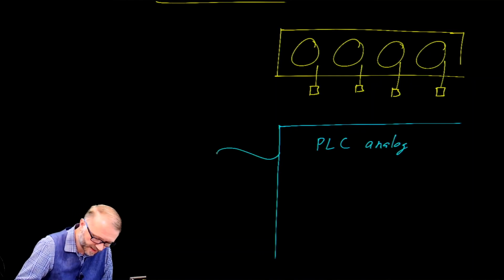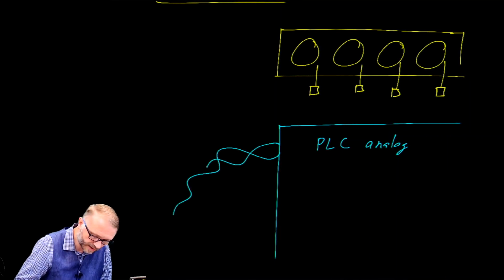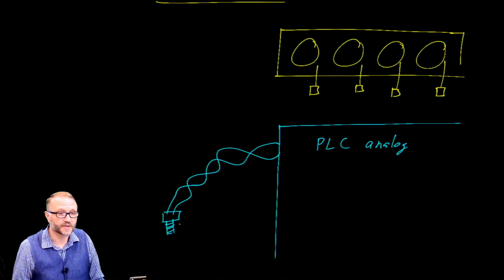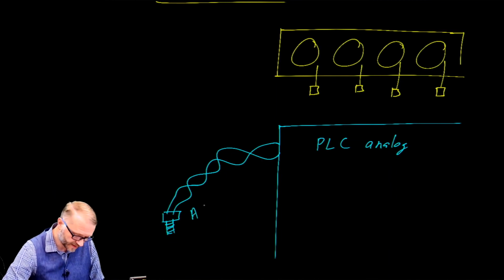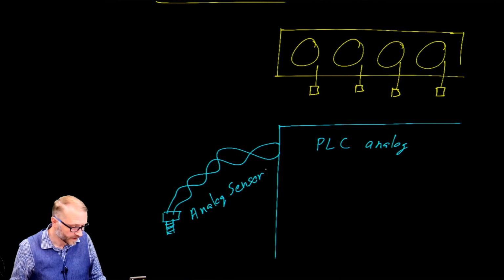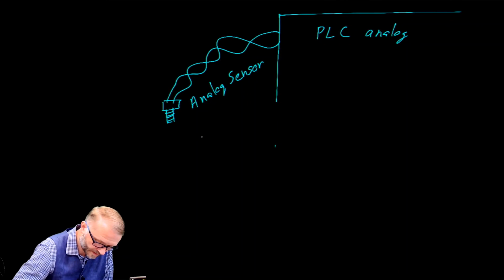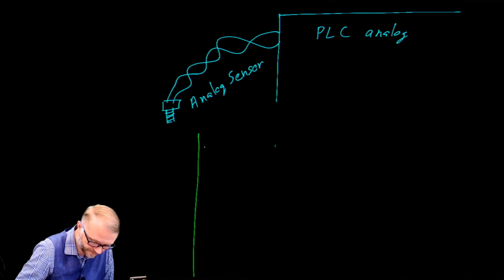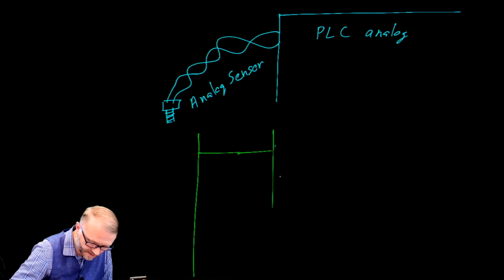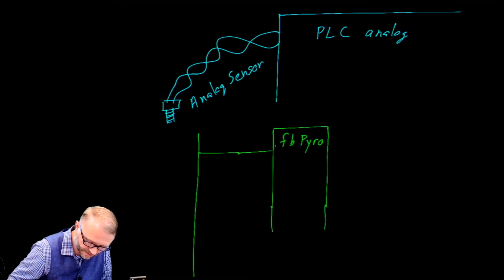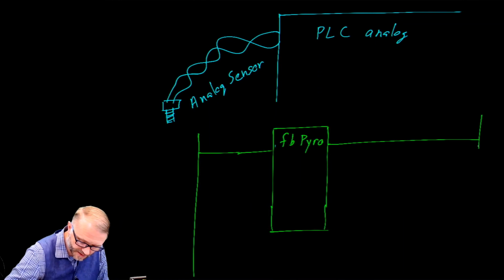For example, you might have some twisted pair wire going off to a sensor, and that sensor would be bolted or screwed into the exhaust port of that engine. So again, this is an analog sensor. As far as the PLC is concerned, we have a ladder logic. We're going to create a function block called pyro, because that's what those exhaust temperature sensors are sometimes called. We'll let that run continue on to the other side.